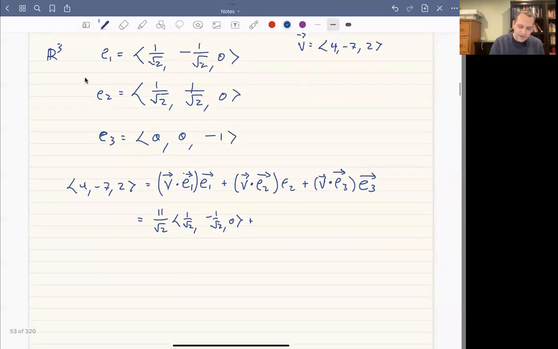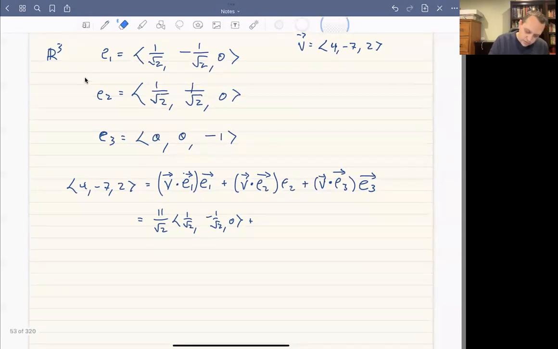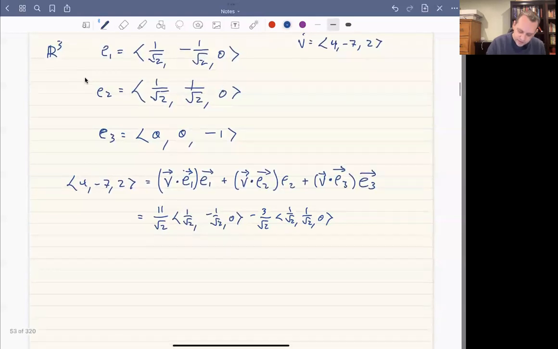We're going to add to that V dotted with E2. So that's going to be 4 minus 7 over square root of 2, so negative 3 over square root of 2 times E2. So that's 1 over square root of 2, 1 over square root of 2, 0, plus V dotted with E3. So that's going to be 0 plus 0 plus negative 2 times 0, 0, 1. Okay, and then let's just check that all this adds up. And this should be, sorry, 0, 0, negative 1.